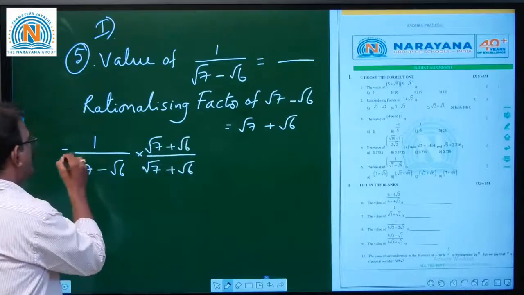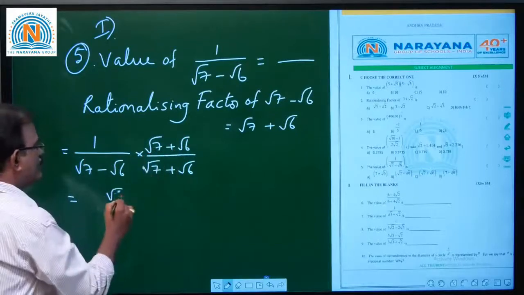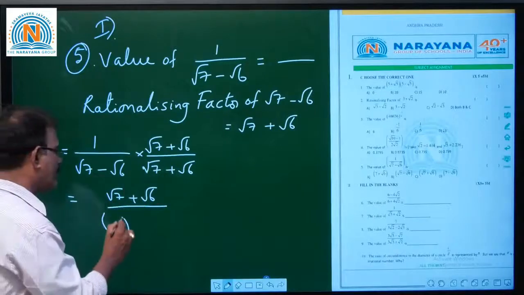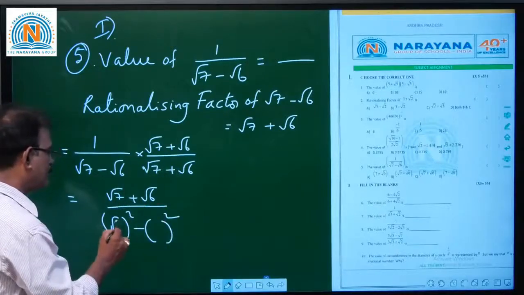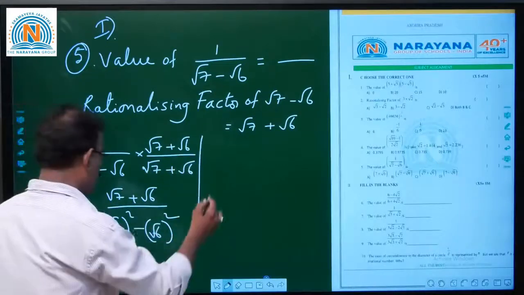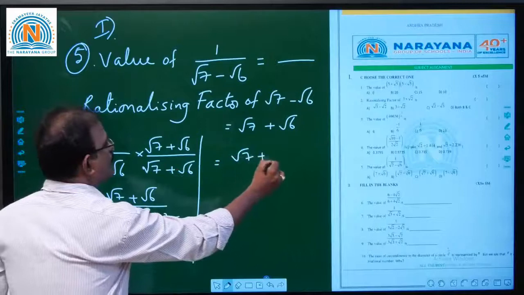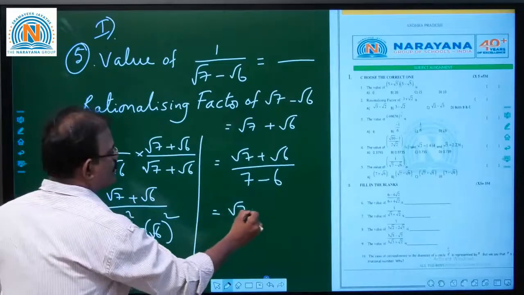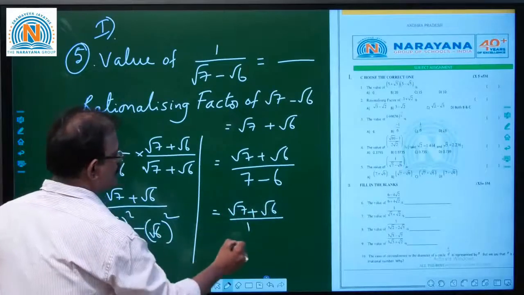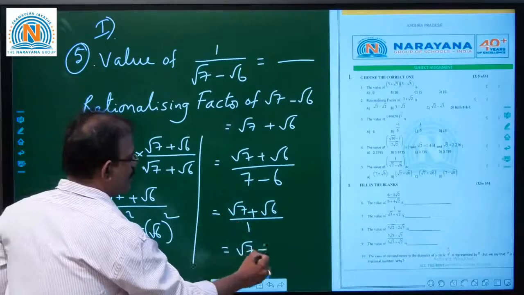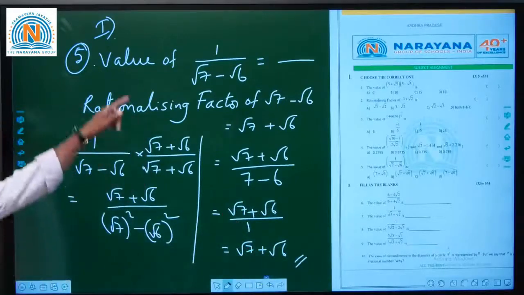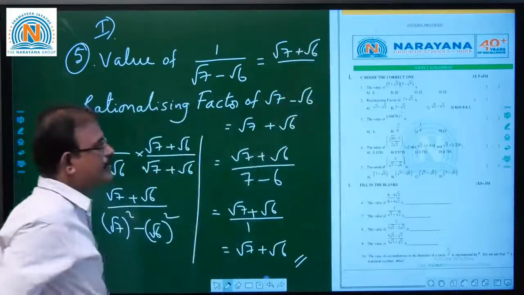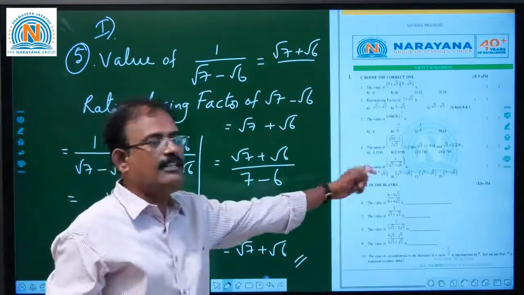Let us take the same value for the numerator. So 1 times the number itself. It is (a minus b) into (a plus b), a square minus b square. So this is (root 7 plus root 6) divided by, the square roots getting cancelled, 7 minus 6. So finally, what is the value of 1 by (root 7 minus root 6), children? Root 7 plus root 6. So it is given in the third option, children.